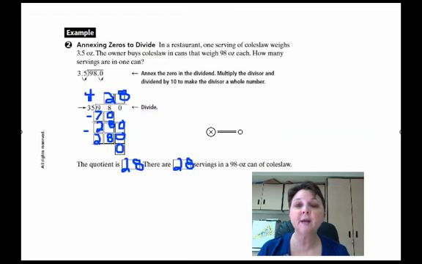Pause the video at this time so that you can finish writing down anything that you need to write down. Don't forget to write down any questions you have. You have to have a question when you come to class.